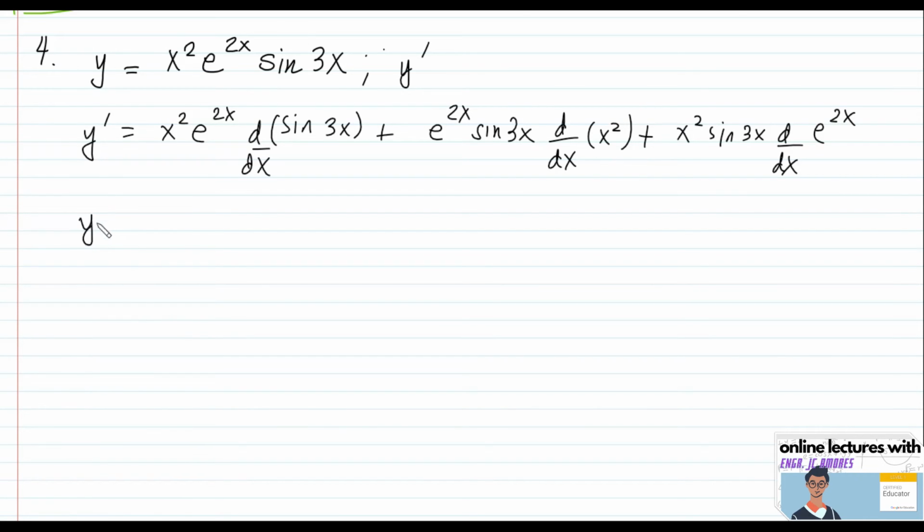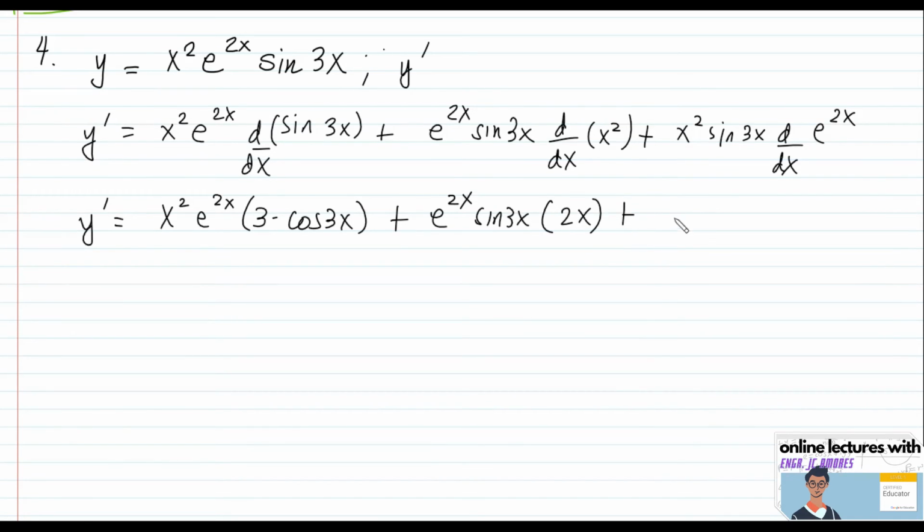So let's answer the derivative. We have x squared e raised to 2x. The derivative of sine is cosine. Now your u here would be 3x, so the derivative of 3x is 3. So we have 3 times cosine 3x plus e raised to 2x sine 3x. The derivative of x squared is simply 2x, and then x squared sine 3x. The derivative of e raised to 2x is e raised to 2x, and then the derivative of 2x, which is 2.